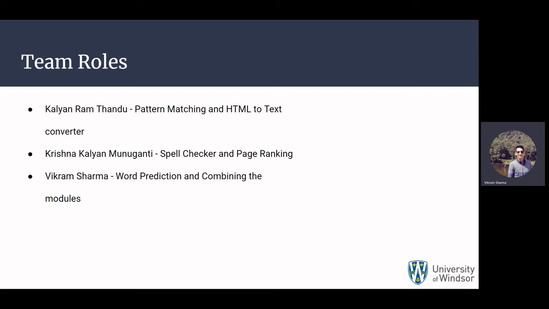We individually worked on the modules as mentioned. Kalyan was responsible for working on the pattern matching and converting HTML files to text files for searching the words. Krishna worked on the spell checker and page ranking functionality, and I was responsible for developing the word prediction module for the wrongly spelled words and also combining all these modules to develop a working web search engine in the Eclipse IDE.